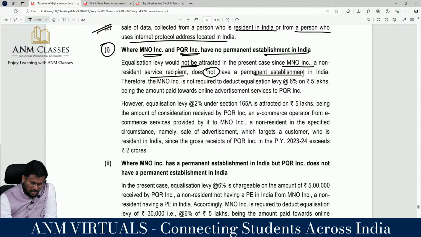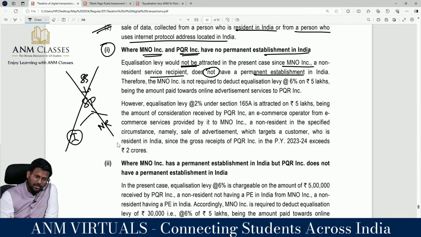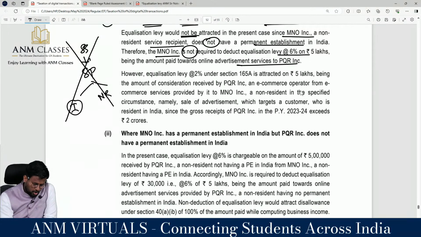have a PE, because the specified services must be provided to a specified person. A specified person is either an Indian person doing business or profession in India, or a non-resident having a PE, so this will not be covered under this. Right, fantastic clarity, sir. Therefore, MNO Incorporation is not required to deduct equalization levy on the amount paid towards online advertisement service to PQR Incorporation.